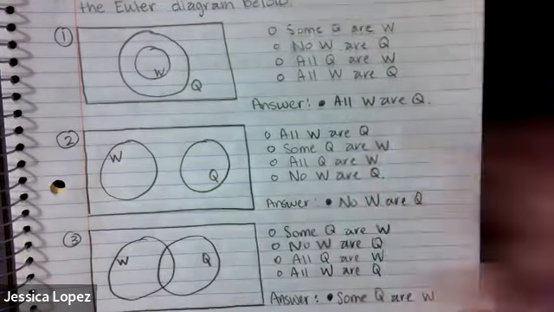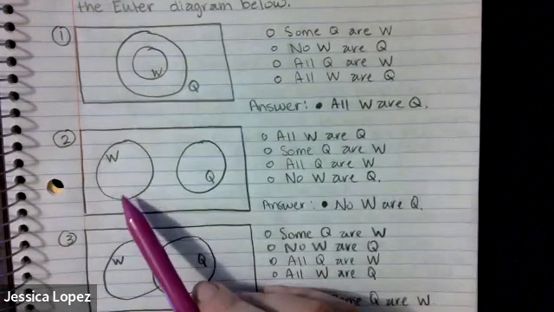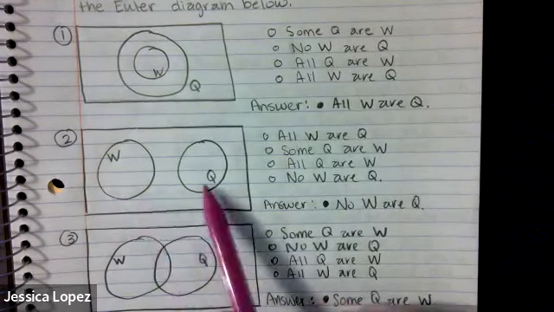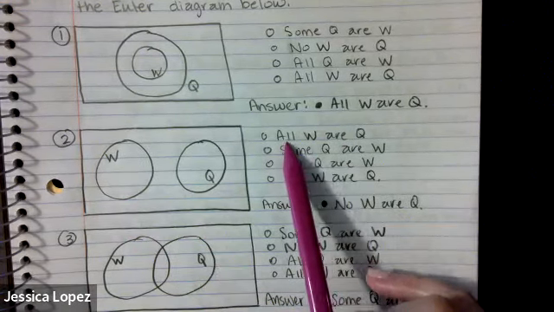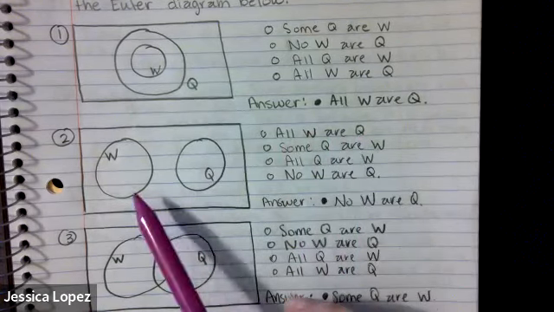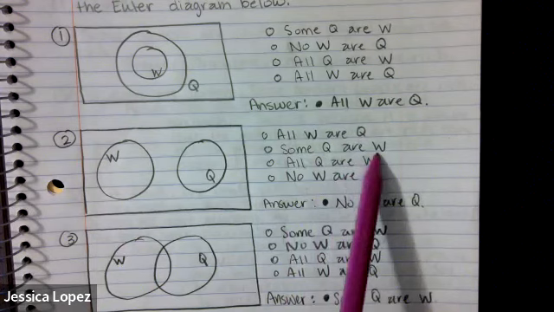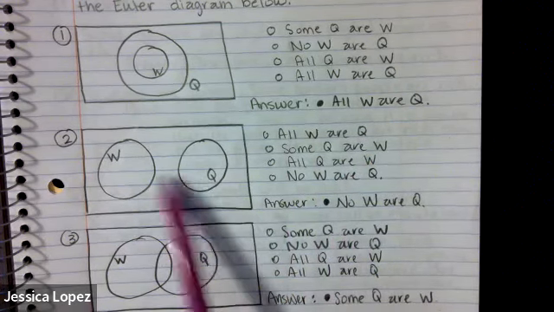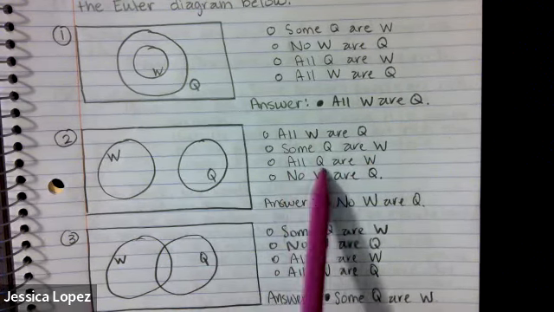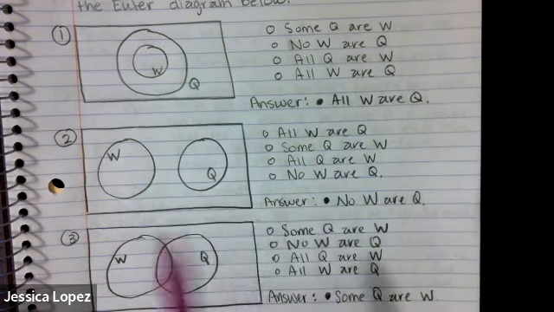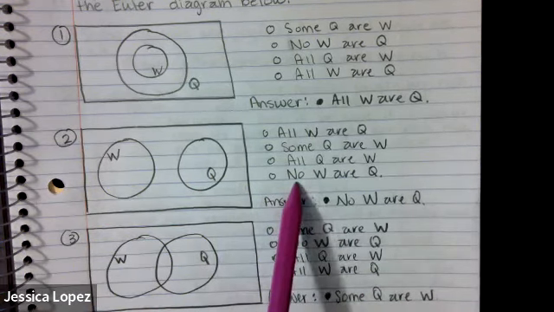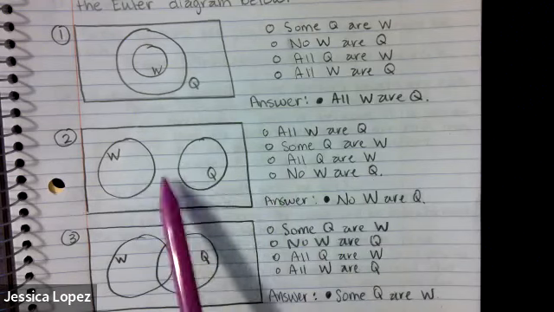Now, number 2 has this image, and then the suggestions are all W are Q. That's wrong because W's over here and Q's are over here. Some Q are W. Again, that's incorrect because they're not connected. All Q are W. No, that would mean Q is inside W. And then no W are Q. This is the true statement.